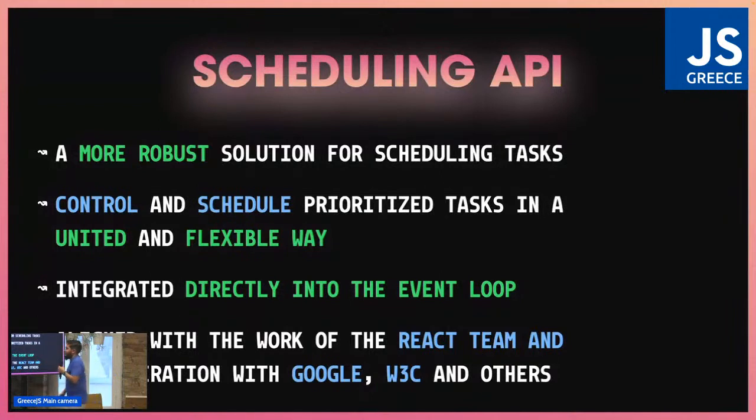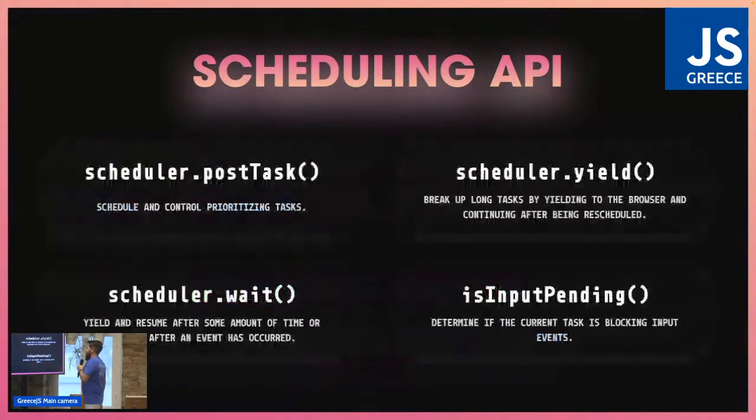Like we have microtasks. The scheduling umbrella is going to be a way more powerful, promise-based way of doing this and integrated directly into the event loop of the browser. And it's aligned with different core teams. So the core team of React, Google, the Web Incubator Consortium, and others. These are 4 examples, but there are even more APIs under this.